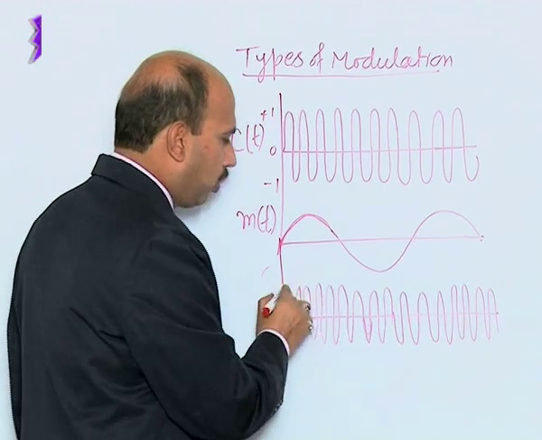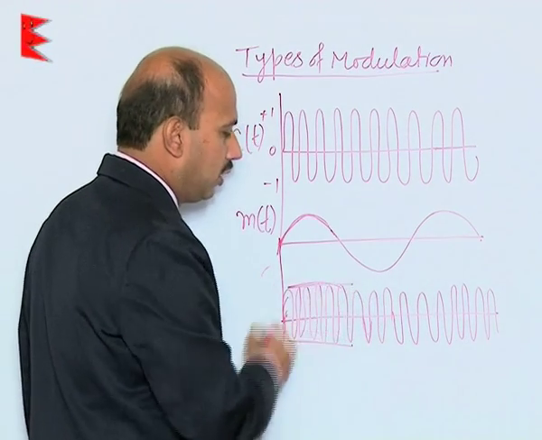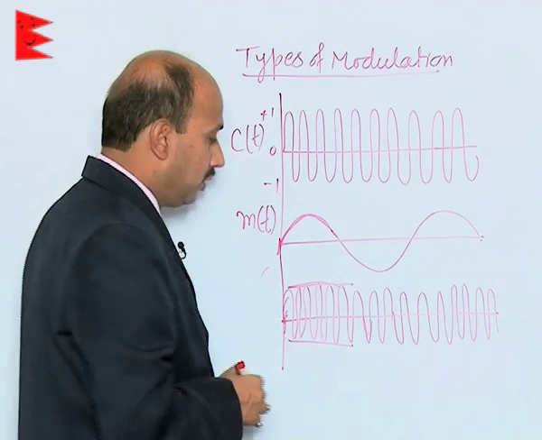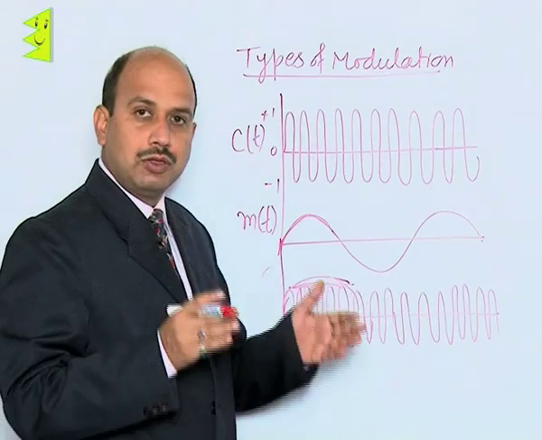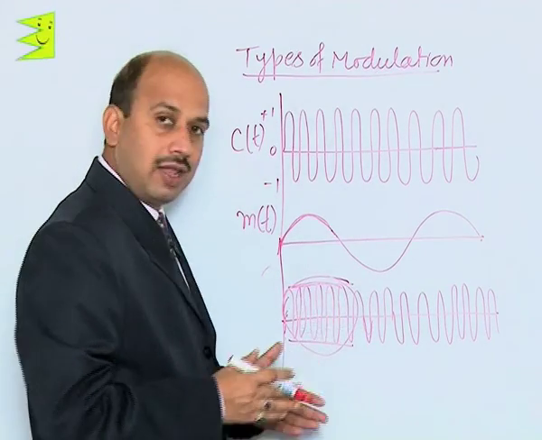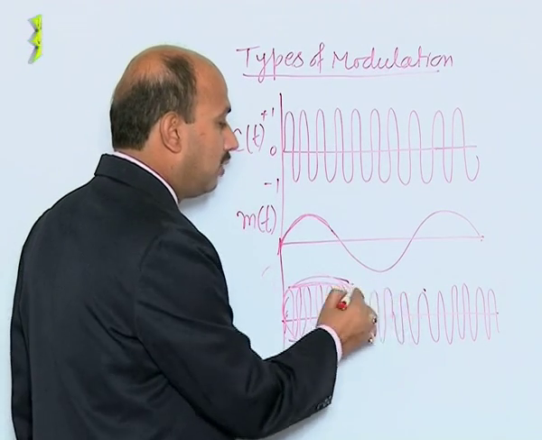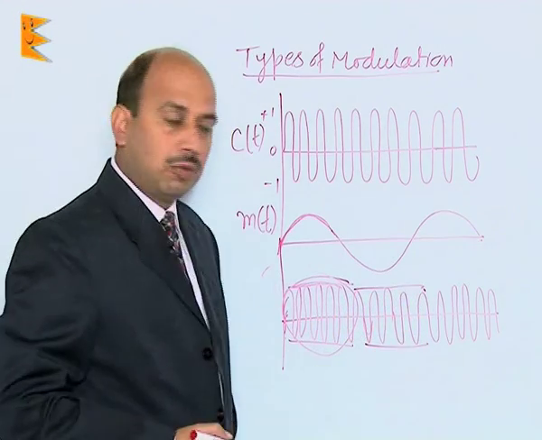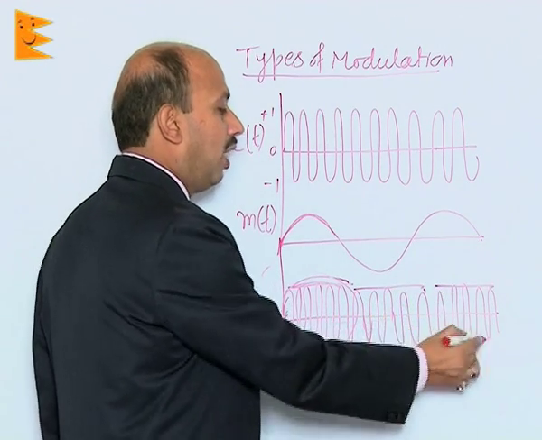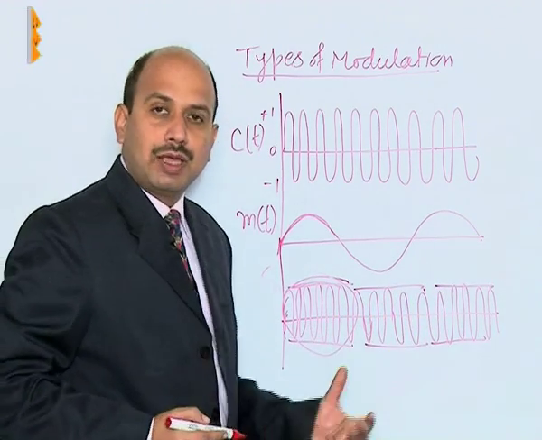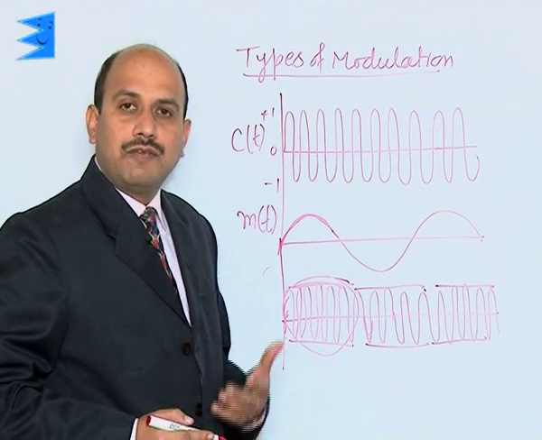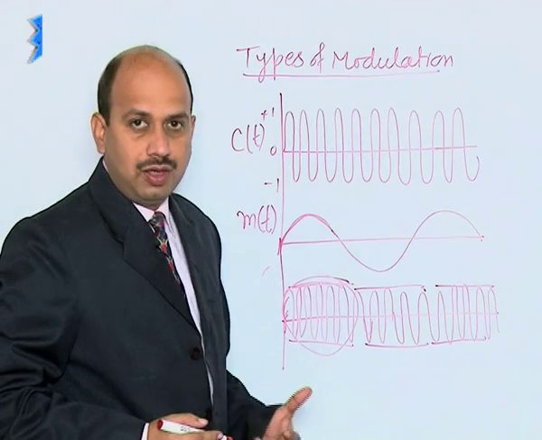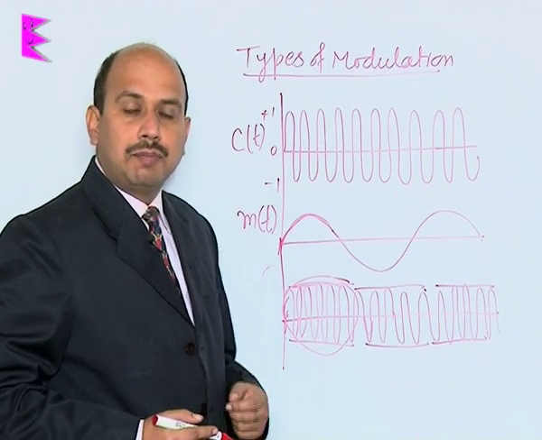I have kept it here approximately: the amplitude is constant, the frequency is varied. In this region there is a larger frequency, which I have shown by denser lines, and here is the rarer part where the frequency is smaller, and then again the frequency is large. So this type of wave we get in frequency modulation. Similarly we can get the waves for phase modulation. Now let us see the analytical treatment for amplitude modulation.